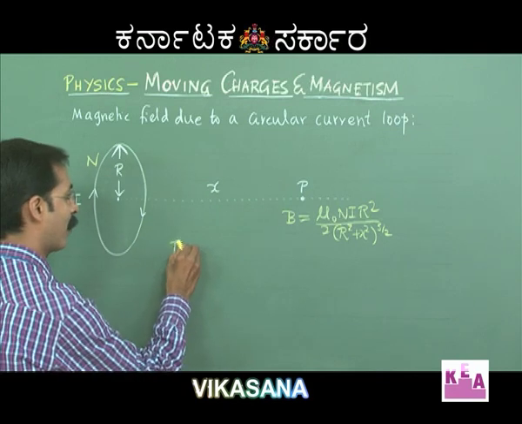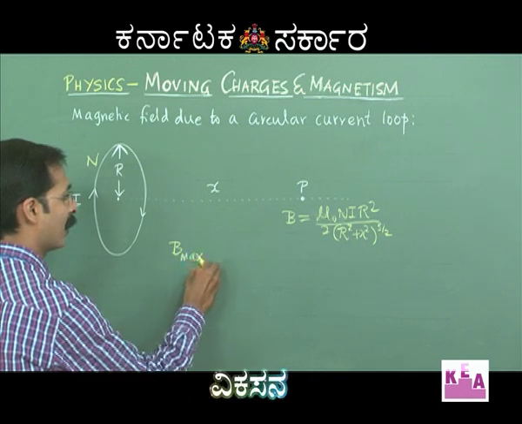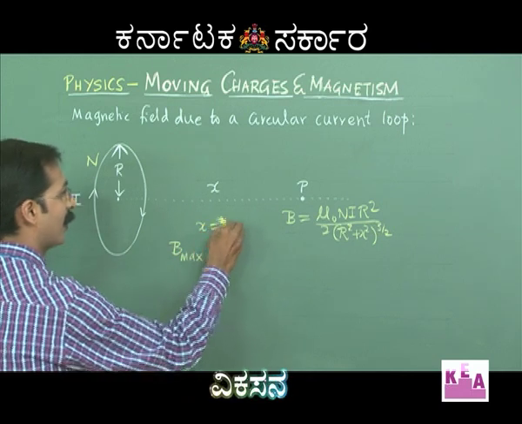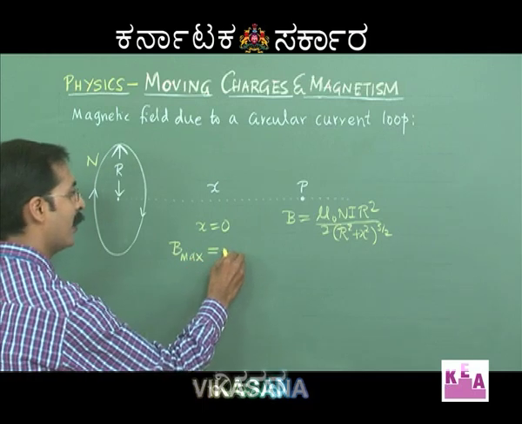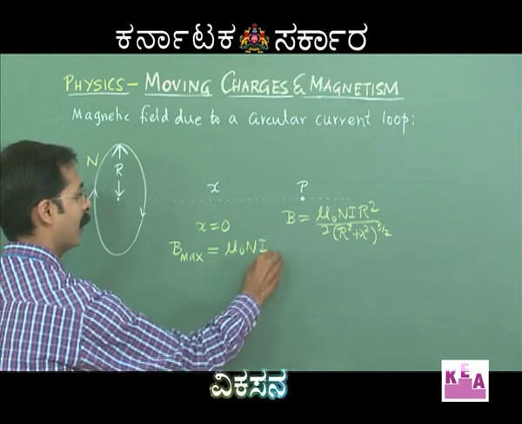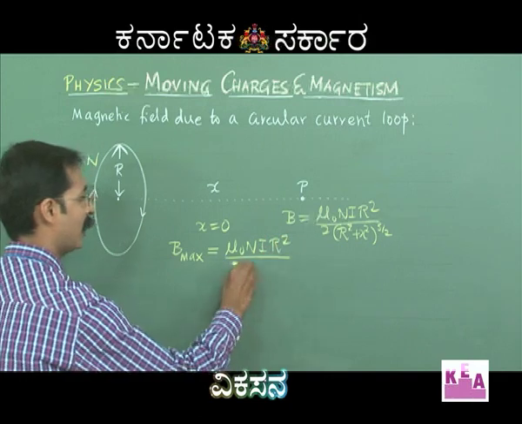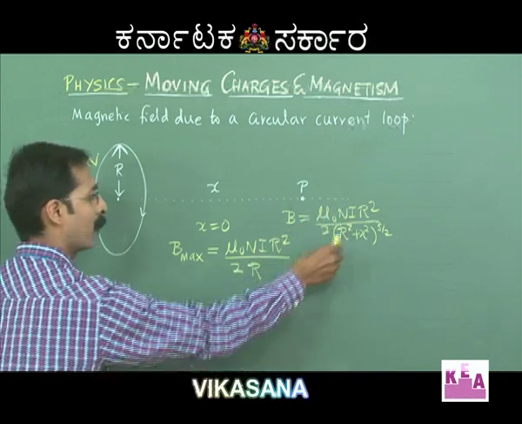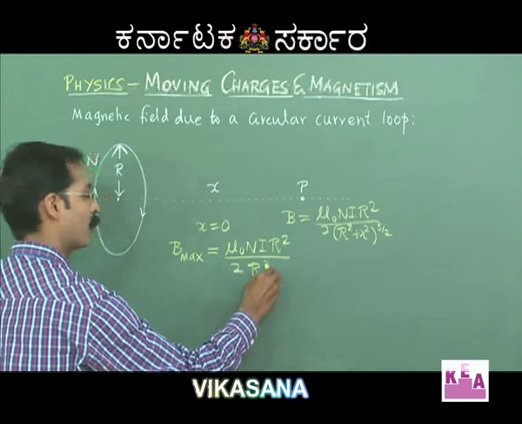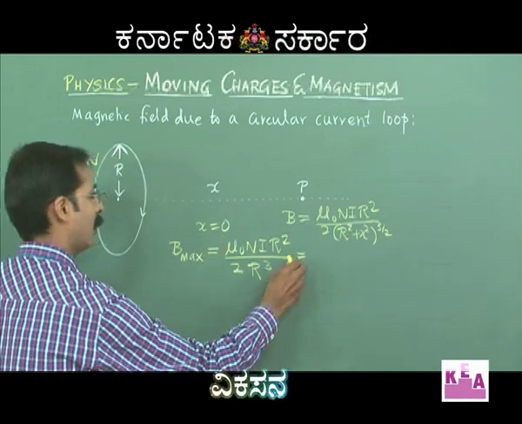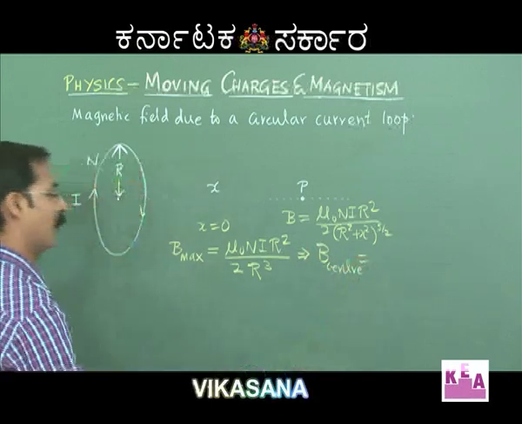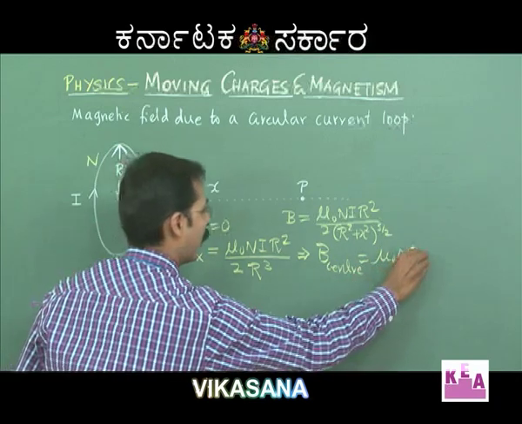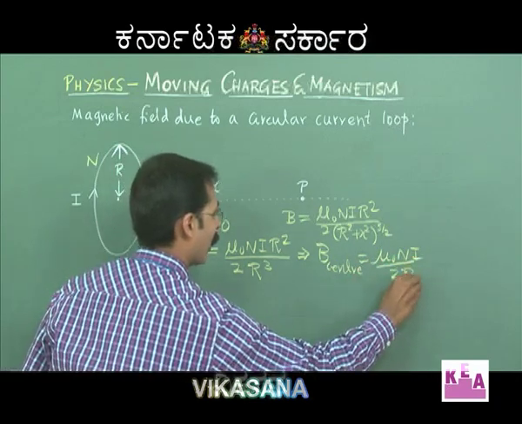Then where is the magnetic field maximum? Magnetic field is maximum when x is 0, that is exactly point P comes on the center of the circle, that makes x equal 0. That gives us B is equal to mu naught n I r square divided by 2 into (r square) power 3 by 2, which gives me r cube. That implies B at center of a circular loop is equal to mu naught n I divided by 2r.